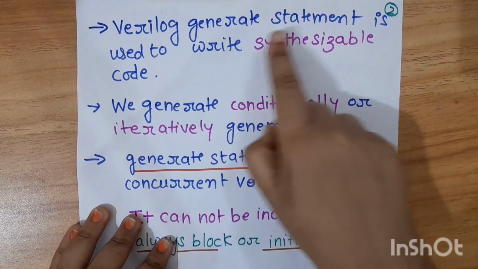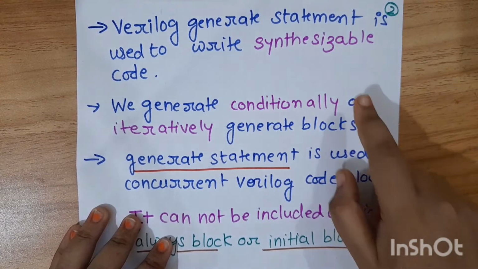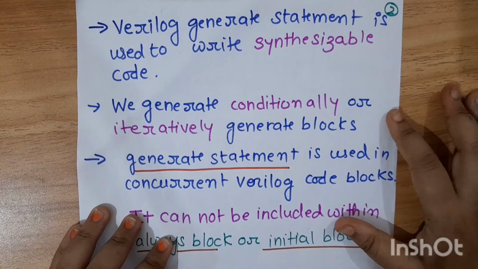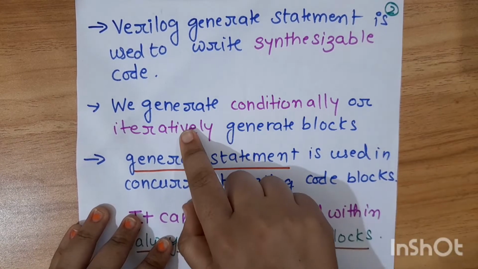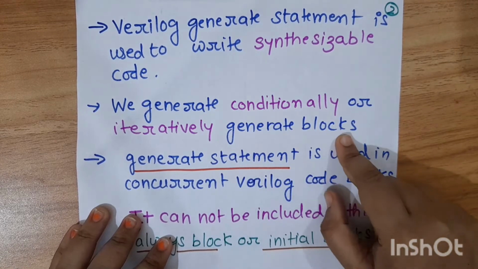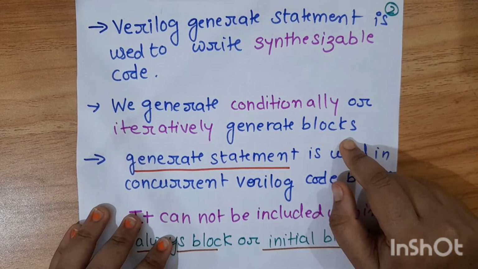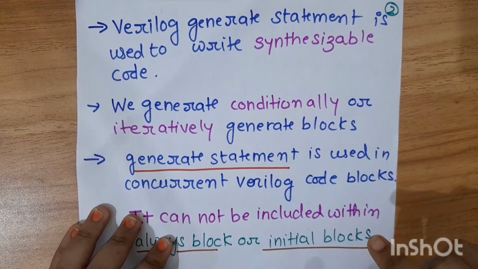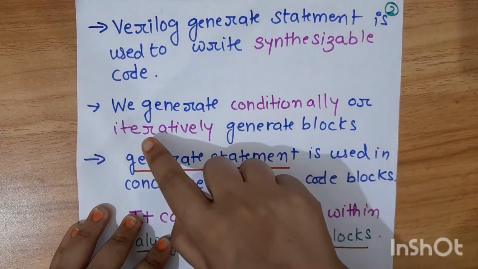Now, the Verilog generate statement is used to write synthesizable code, meaning the code can be synthesized. We generate blocks conditionally or iteratively. There are two specific types of generate blocks: one, where we generate a piece of code when a particular condition is met, and another, where we generate iteratively.